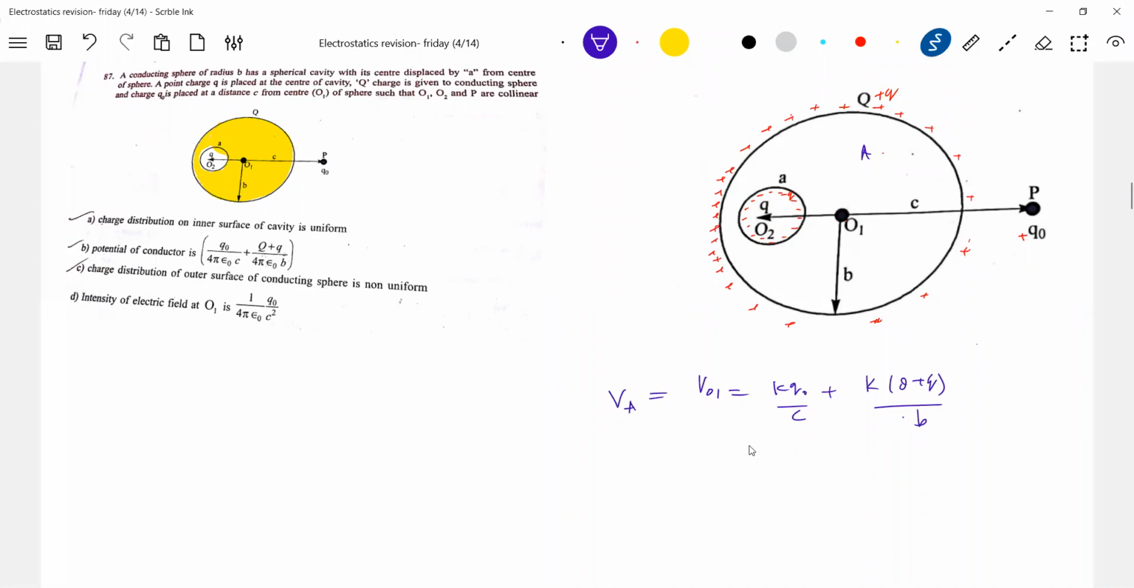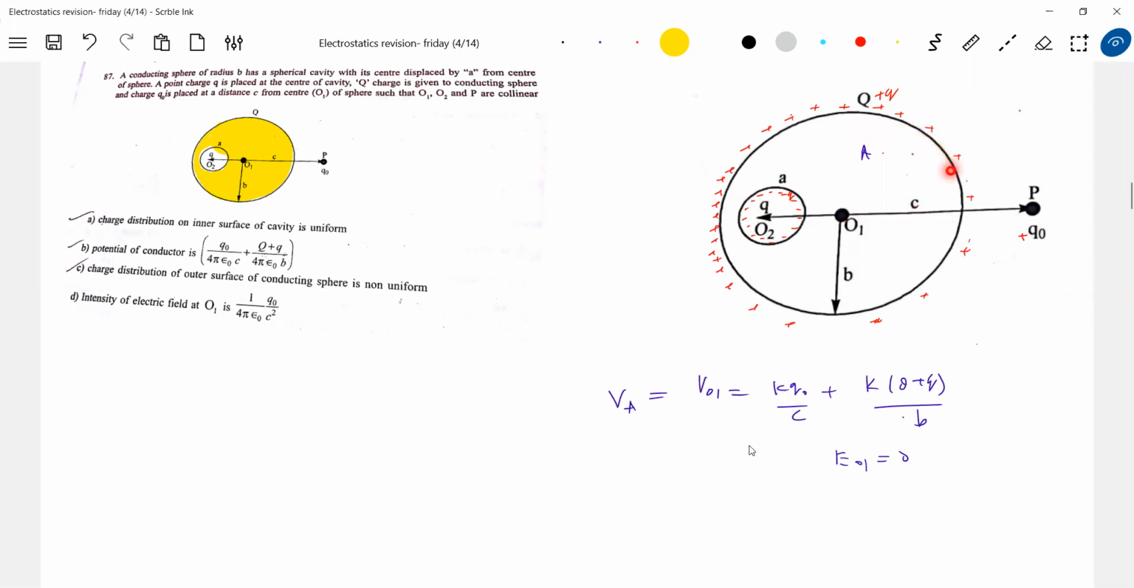What about the electrostatic field intensity at point O1? Should it be non-zero, and we cannot calculate? Any reason? It should be 0, because it is a conducting sphere. The net field inside the conductor due to static charges must be zero. And due to the point charge Q naught, there will be a field like this. Due to this charge, it will cancel out. Due to the induced charge, it will be like this.